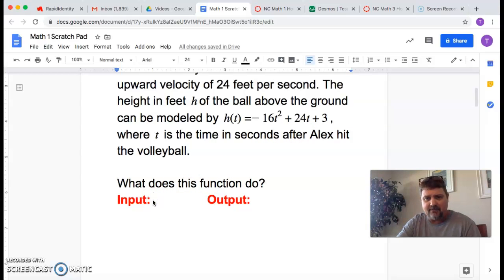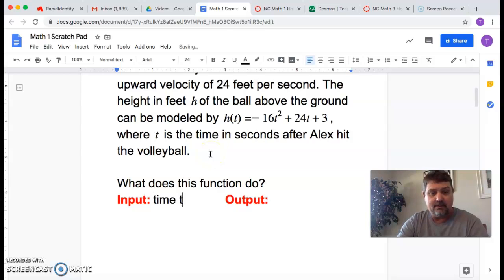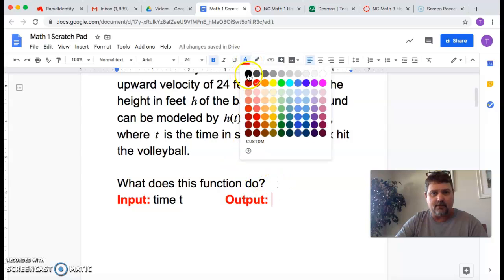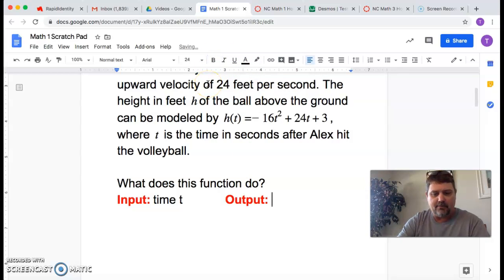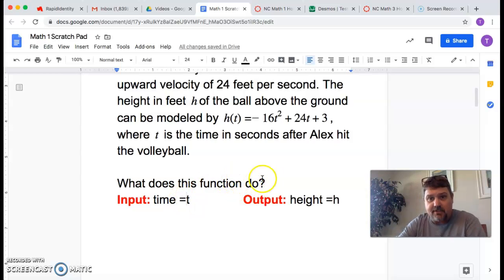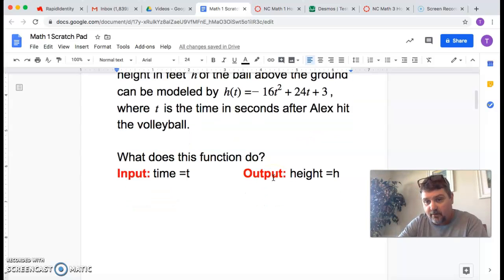The very first thing you have to do is decide what your function does. Your function has an input and an output, just like any other function. Your input, it turns out, is time. You put things in for t, and it tells you a value for h. So time is my very first thing that I'm worrying about here. Output is height, h. So we know what our function does: you put a time in it, height comes out. You can't put a height in this function, it won't work.